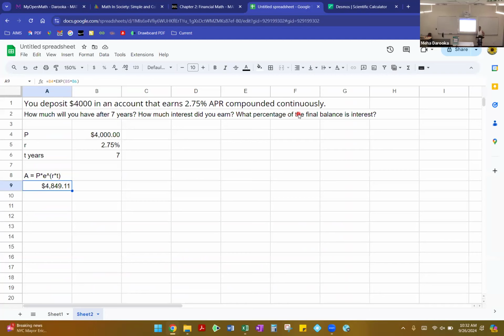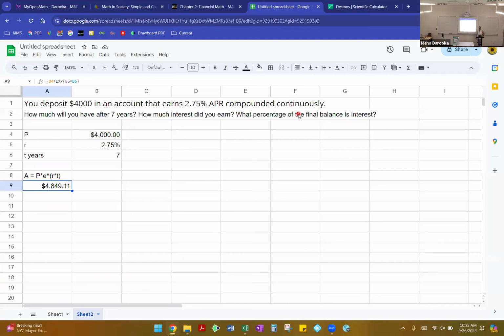Very good, yeah. I'm just going to change that to a percent, depending on how many decimal places they want to go to. So let's see what your textbook says about this. Alrighty, so we have, yeah, you can see we got the same number, $4,849.11.